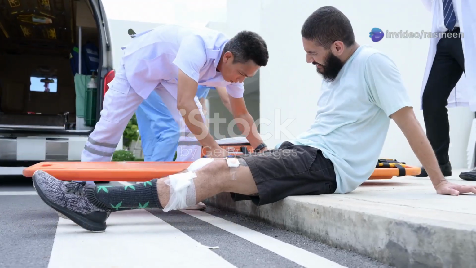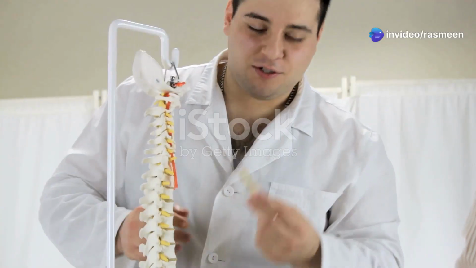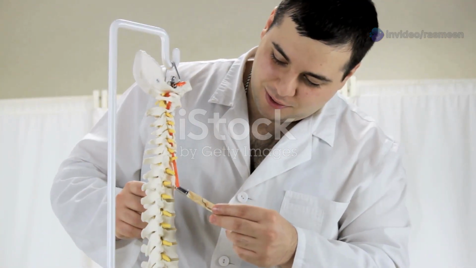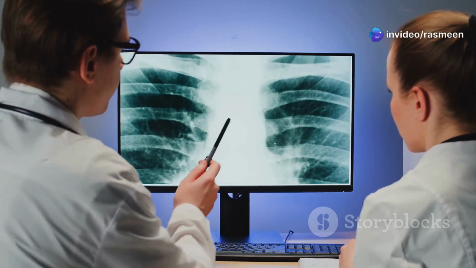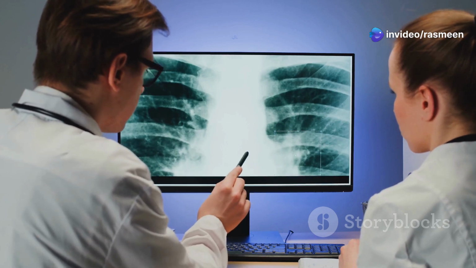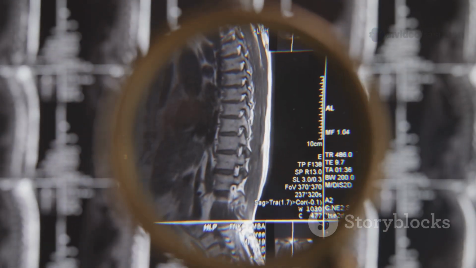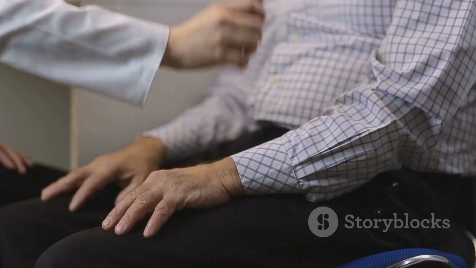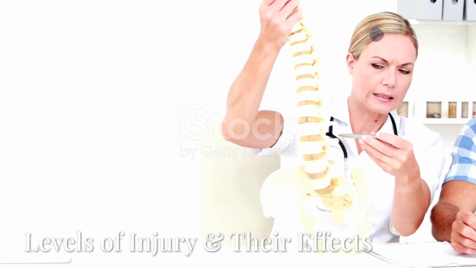Now, most SCIs happen because of trauma, like car accidents, falls, or sports injuries. Picture the force involved in those situations. It can seriously damage the spinal cord. But it's not always about high-impact trauma. SCIs can also be caused by things like tumors pressing on the spinal cord, infections causing inflammation, degenerative diseases like arthritis, or even problems with blood flow to the spinal cord. It's all about understanding how these different factors can disrupt that crucial nerve communication.